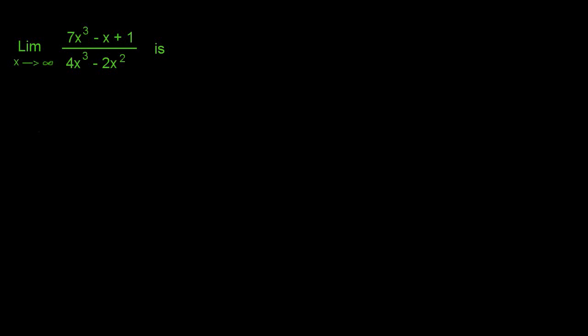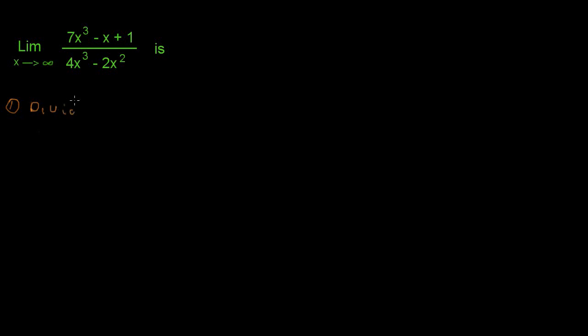The problem that we have here is a limit problem, and there's a strong probability that on the AP exam you will see a limit problem, maybe similar to this one. So let's read this one. It says that the limit as x approaches infinity of a rational expression, with 7x cubed minus x plus 1 in the numerator and 4x cubed minus 2x squared in the denominator, is, and then we're to come up with the answer for that.